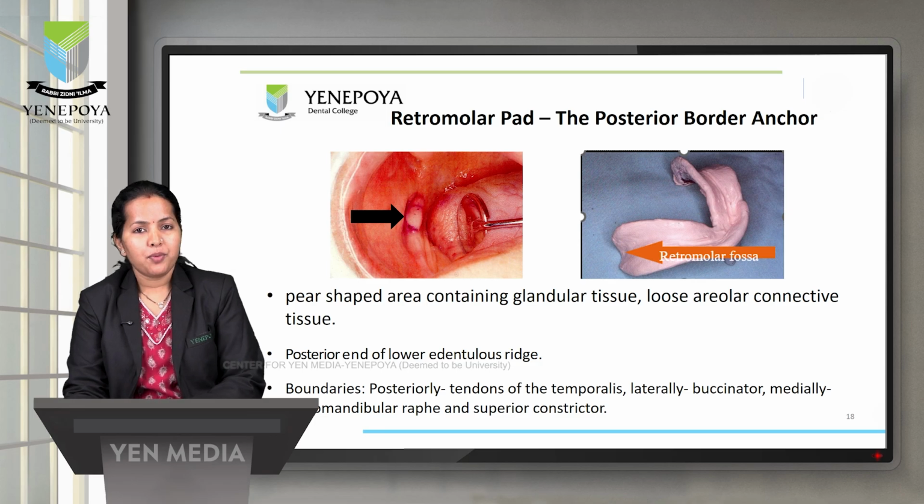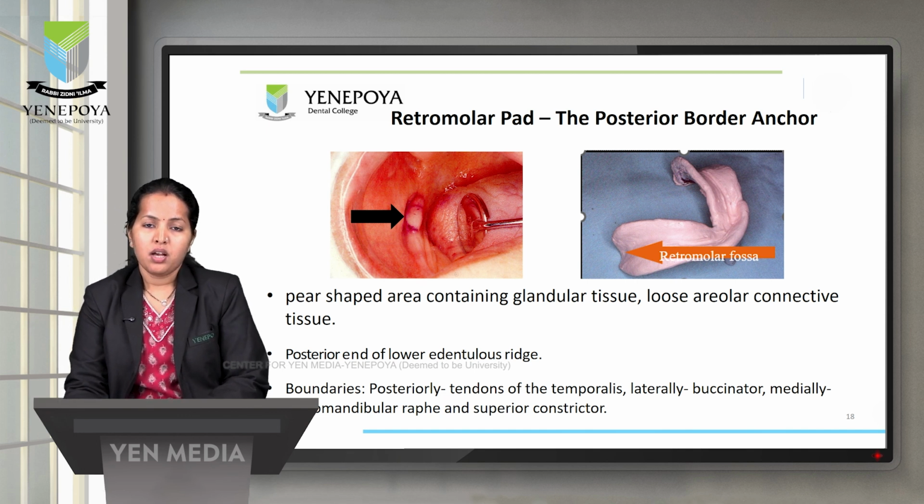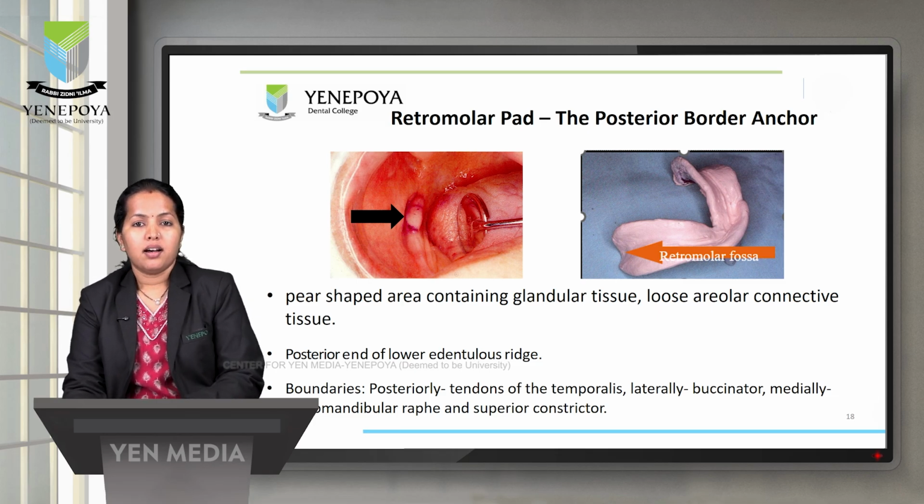Now talking about the retromolar pad. It's a pear-shaped area containing glandular and loose alveolar connective tissue. It forms the posterior end of the lower edentulous ridge. Boundaries are: posteriorly the tendon of the temporalis, laterally the buccinator, medially the pterygomandibular raphe and the superior constrictor. This region is divided into three segments, and it determines the occlusal table width and height. So the denture should extend to two-thirds of the retromolar pad.